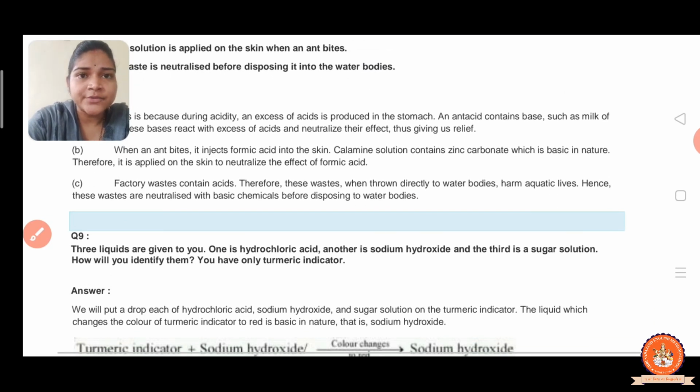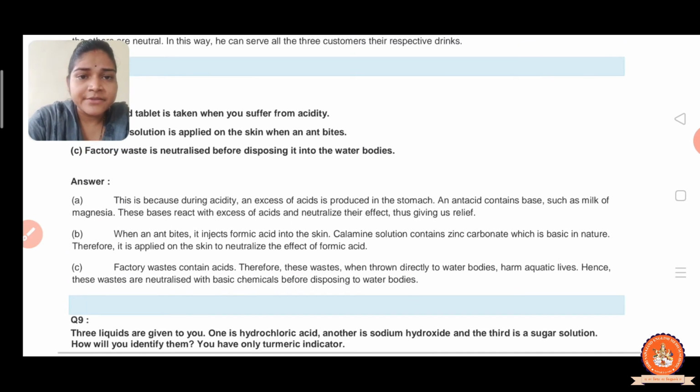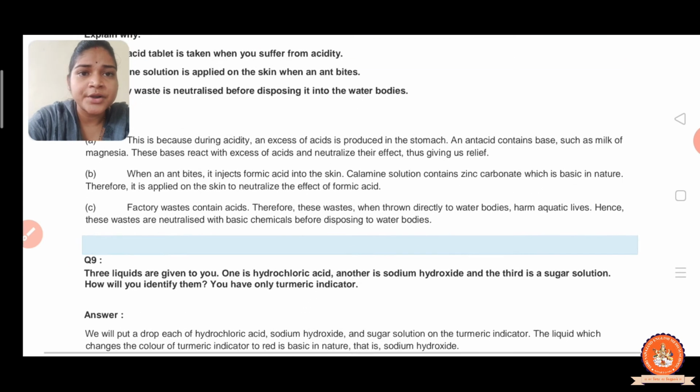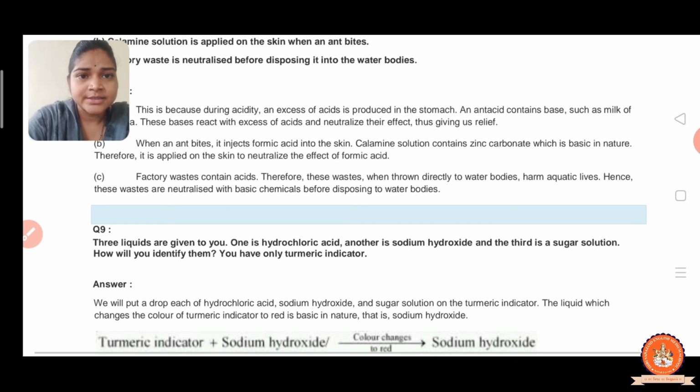Now the third one: factory waste is neutralized before depositing into water bodies. The answer is that factory waste contains acids. Therefore, when this waste is thrown directly into the water bodies, it harms aquatic animals, right? Hence this waste is neutralized with basic chemicals before depositing it in the water bodies.